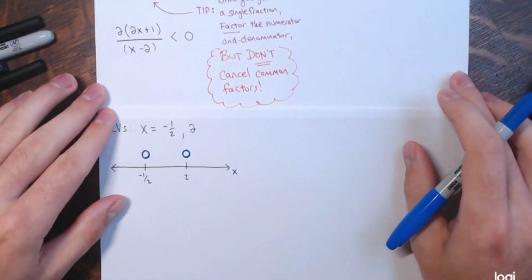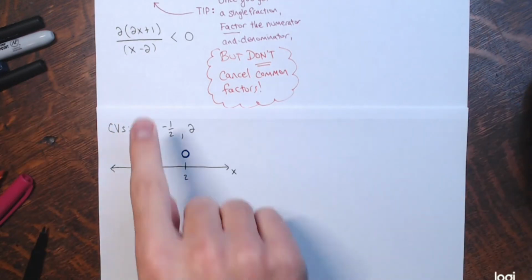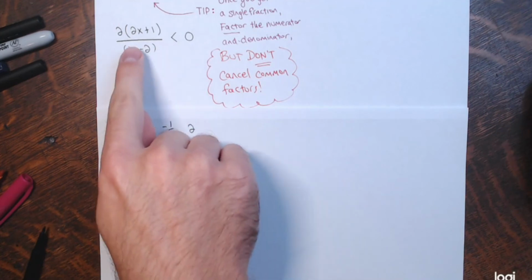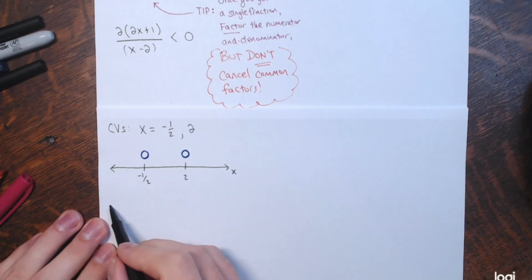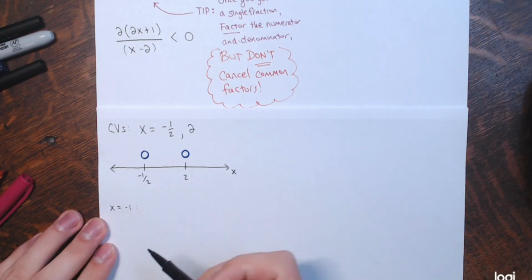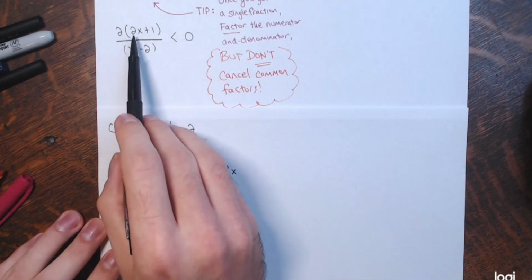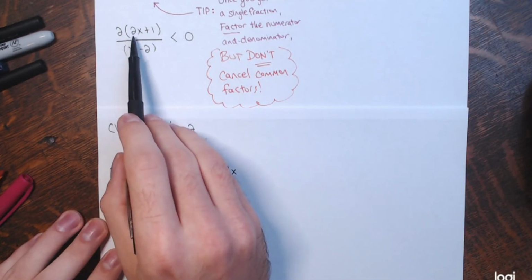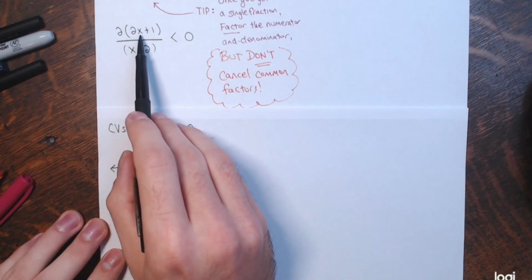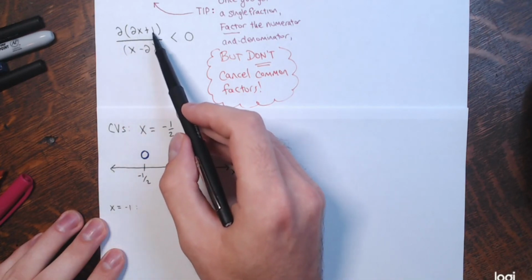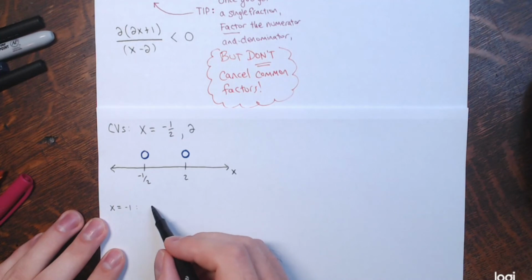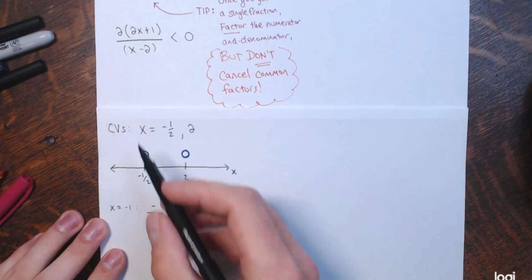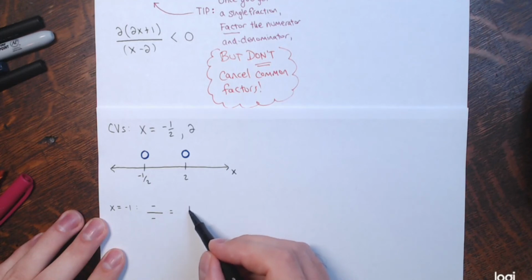All right, next is checking a value in each interval. Again, back in this inequality that I have here, where I have the single fraction on one side and 0 on the other. So to the left of -1/2, how about just -1? That's easy enough. In the numerator, you have 2 times -1, which is -2, plus 1, which is -1. And in the denominator, 2 times -1 would be negative. So I have a negative numerator and a negative denominator, so the left side is a positive number.